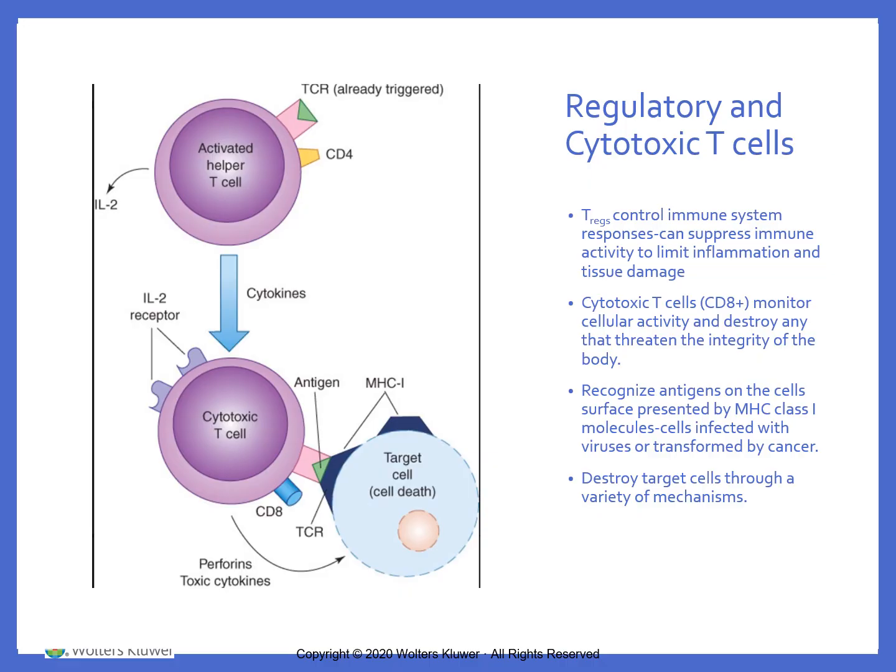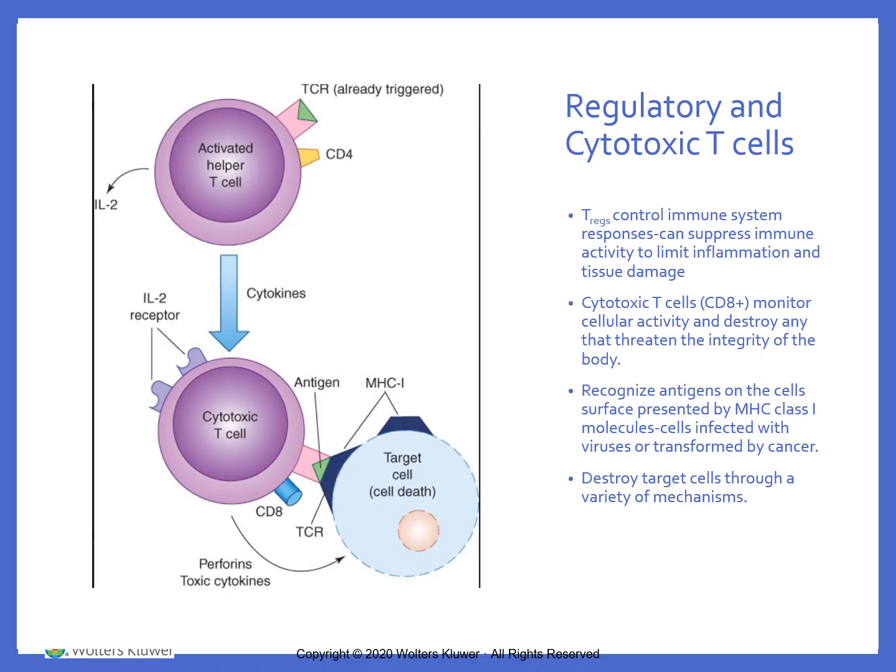And we also have regulatory T cells or Tregs and cytotoxic T cells. Tregs control immune system responses. They can suppress immune activity to try to limit the inflammation and tissue damage that's happening overall. So essentially, we need Tregs to shut this system off as well. We can't, again, have these systems just kind of running without any sort of control, or we start to get a lot of tissue damage. The Tregs sort of take care of that. And then we also have these cytotoxic T cells, or our CD8 cells, and they monitor cellular activity and destroy any cells that threaten the integrity of the body.